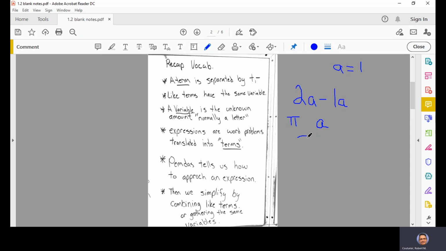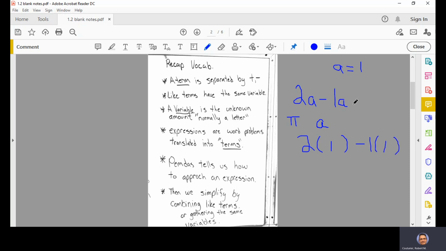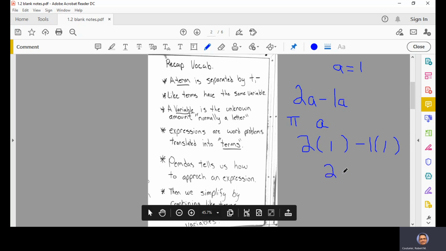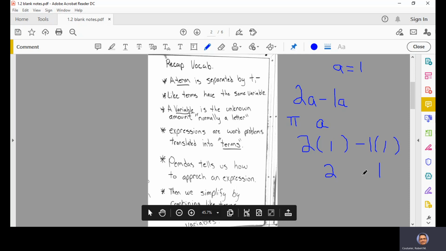So I could definitely do A: we wrap a set of parentheses around it, plug in a 1, minus 1 times, get rid of that A and plug in a 1. So 2 times 1 is 2, because PEMDAS says we do multiplication before we do subtraction, and 1 times 1 is 1, and then 2 minus 1 is 1. So that's what the law of substitution says.